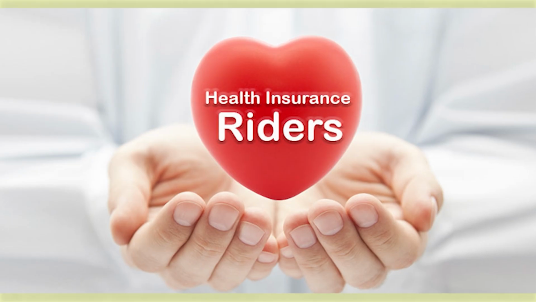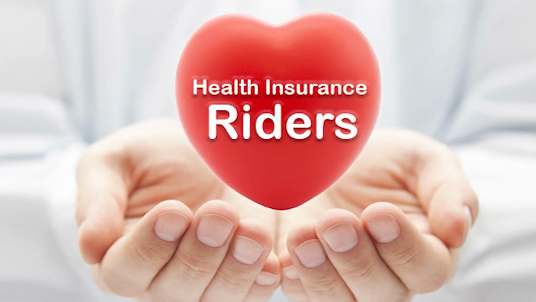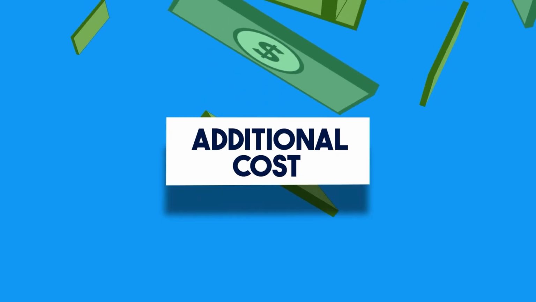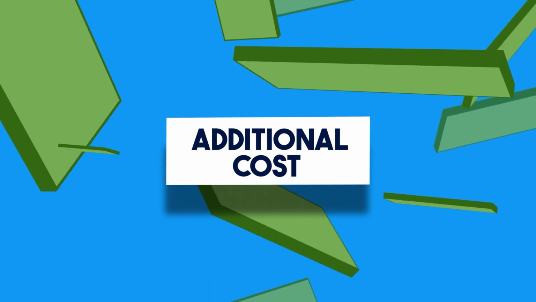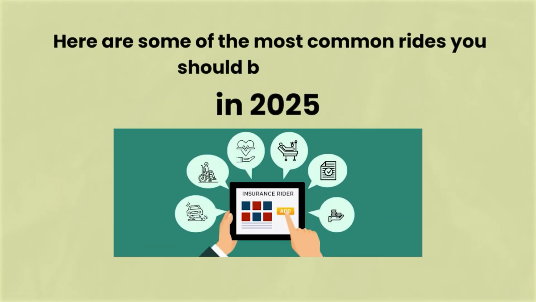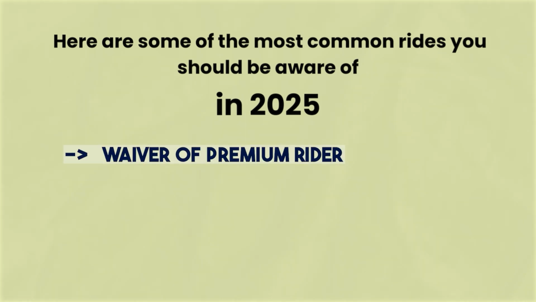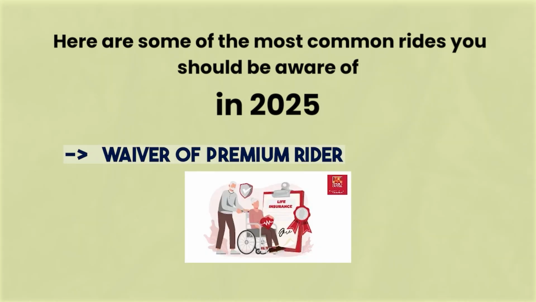9. Rider. A rider is additional benefits added to a policy for extra coverage or various provisions. In most cases, they are an additional cost added to the premiums of a policy owner for the rider. Here are some of the most common riders you should be aware of in 2025. Waiver of premium rider. This rider waives your premiums if you become disabled and can't work.